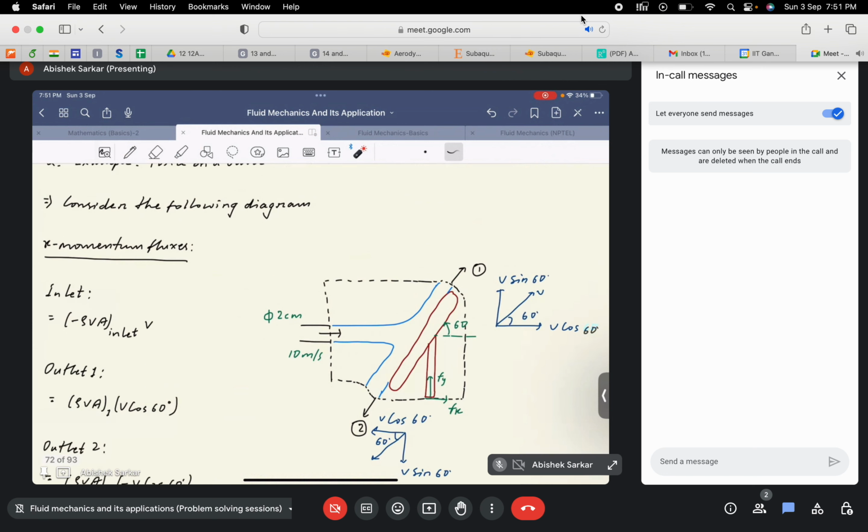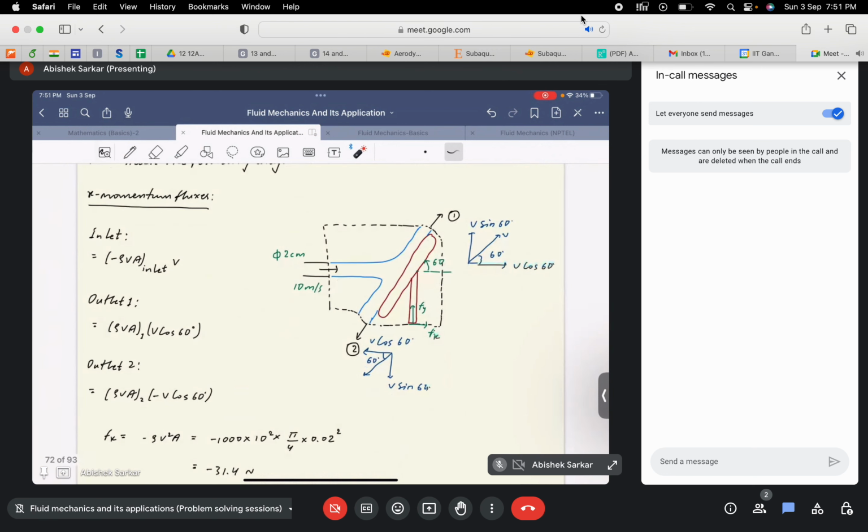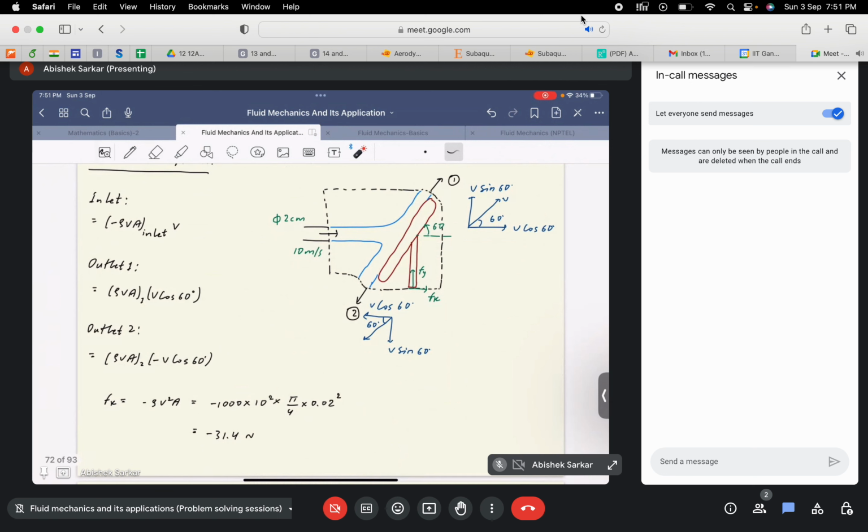Now we evaluate the net momentum fluxes at the inlet and outlet. The angle of inclination of the vane is given to be 60 degree. For our initial choice, we chose these black dotted lines as our control volume. It comprises the whole of the vane and the incoming jet, or the inlet of the jet. It's a bit far from the vane itself. So this is the control volume that we have chosen for our case.